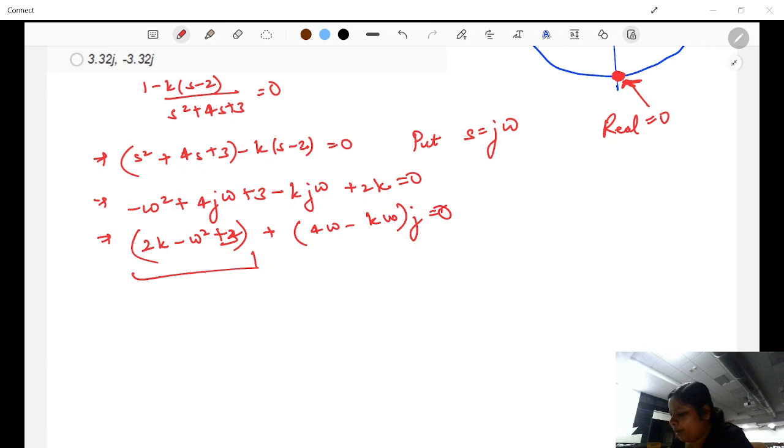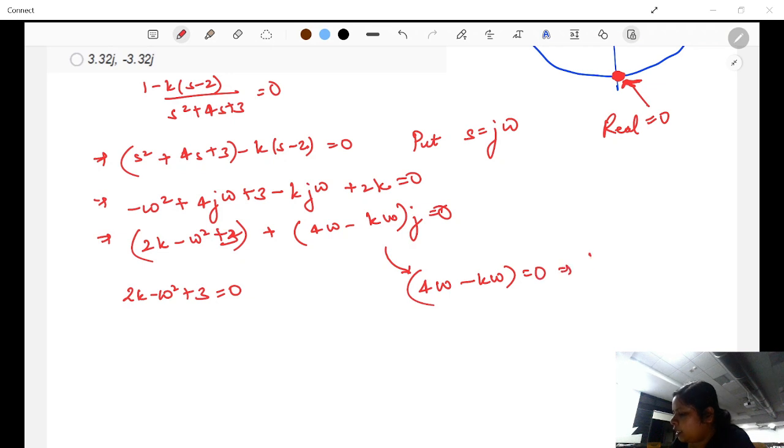So before making the real part 0, if we make its real part 0, k is equal to 4, madam. Equating the imaginary part, k is equal to 4, and substituting in the real part, 4 omega minus k omega is equal to 0. From here you will get k is equal to 4. So you know that k is 4.